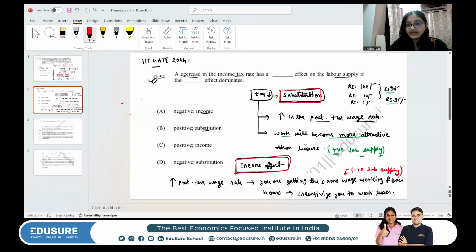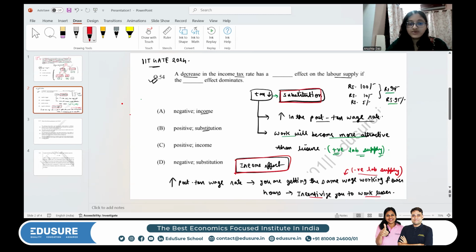Whereas in case of income effect, you will see as a laborer, okay, previously I was working 10 hours a day. Now working only 8 hours a day, I can earn the same amount of wage. So I'll enjoy leisure more, right? Leisure becomes more attractive to me, and I'll take more leisure because anyways I'm earning the same salary working fewer hours a day. Previously we were working 10 hours a day. Now you are working 8 hours a day, but still your salary is the same. So this will incentivize you to work less, and hence there will be a negative impact on labor supply.